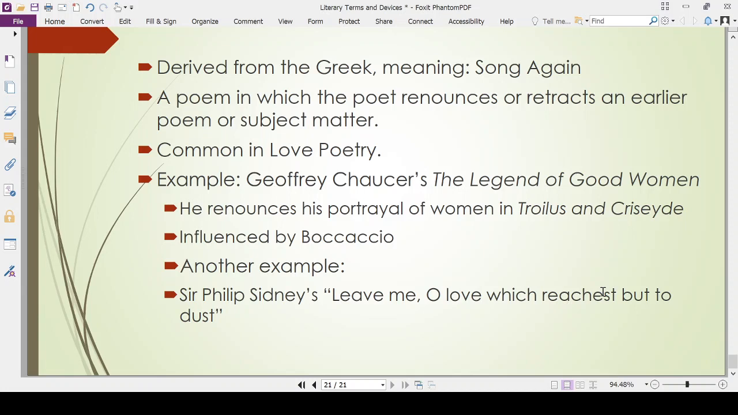Probably the most famous one in English, of course, in the medieval period is Geoffrey Chaucer's The Legend of Good Women. But what is this about?